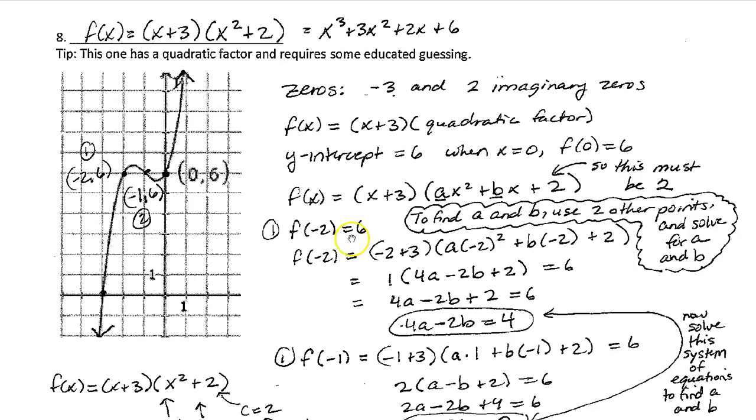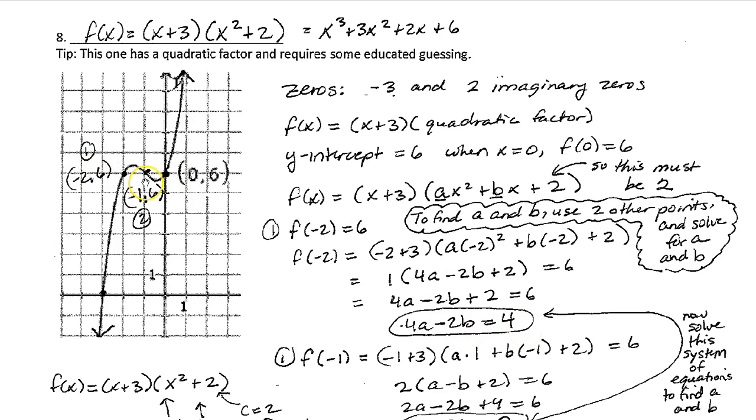So I'm going to substitute -2 for x into the function, and it has to equal 6. So if I put -2 plus 3, times a times -2 squared plus b times -2 plus 2, all of that has to equal 6. So that turns out to be 1 times 4a minus 2b plus 2 equals 6. Simplifying that, I end up getting 4a minus 2b equals 4.